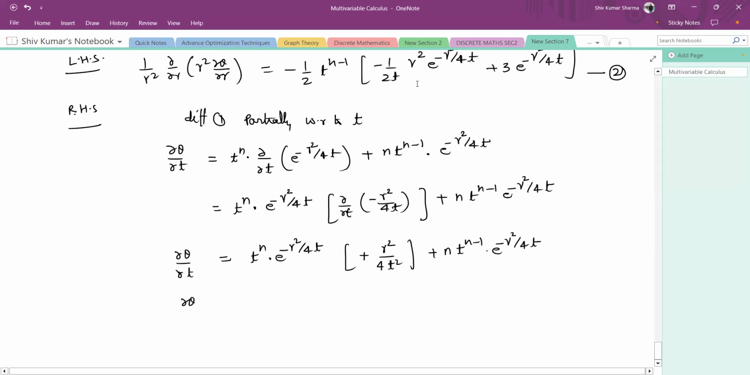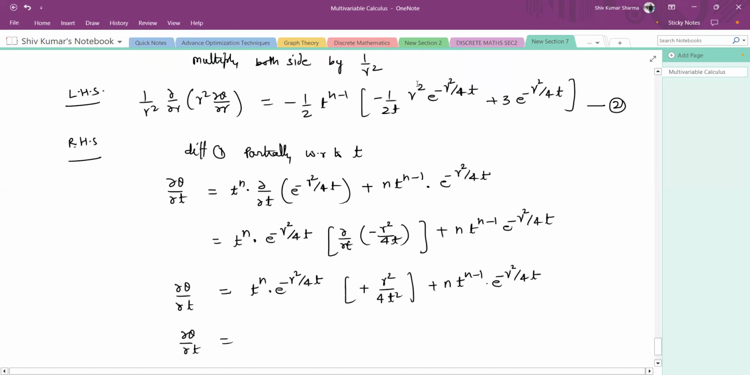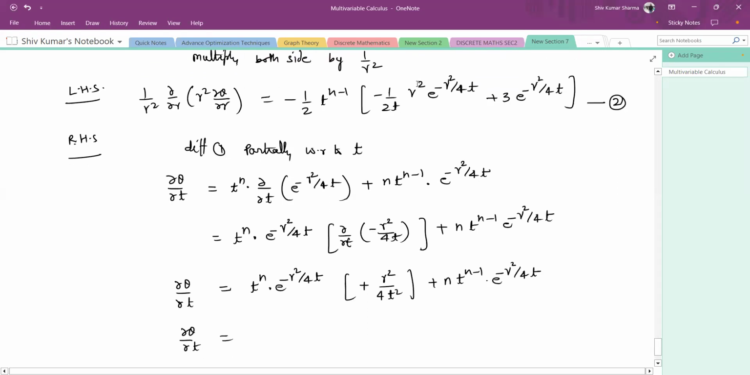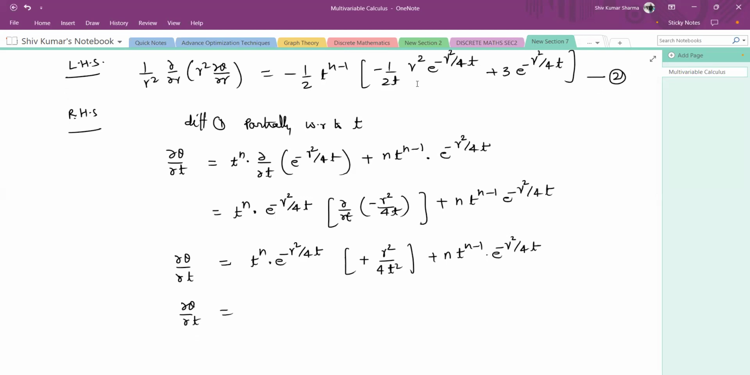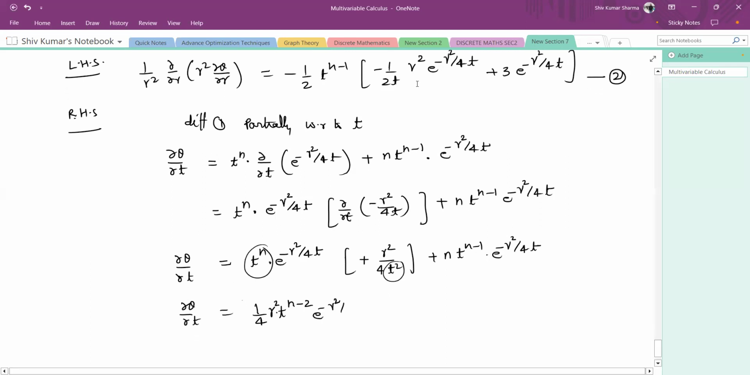So now we simplify this in terms of LHS. We write down 1 by 4, where we have t raised to the power n, and here we have a t square. So this can be written as t raised to the power n minus 2 into r square, e raised to the power minus r square upon 4t, plus n t raised to the power n minus 1 e raised to the power minus r square upon 4t. So this is our RHS.